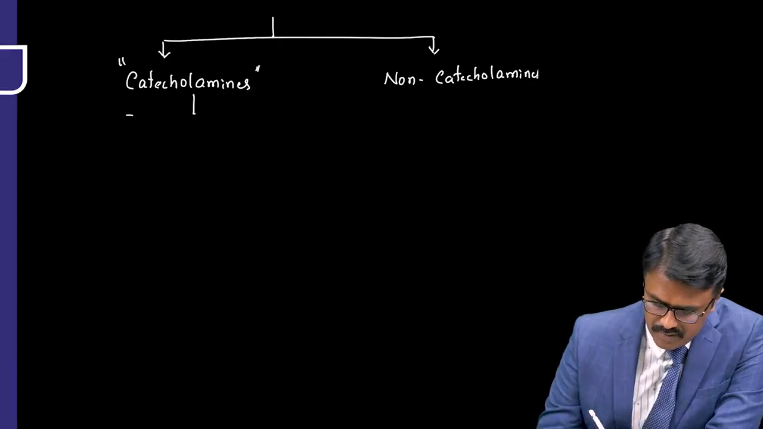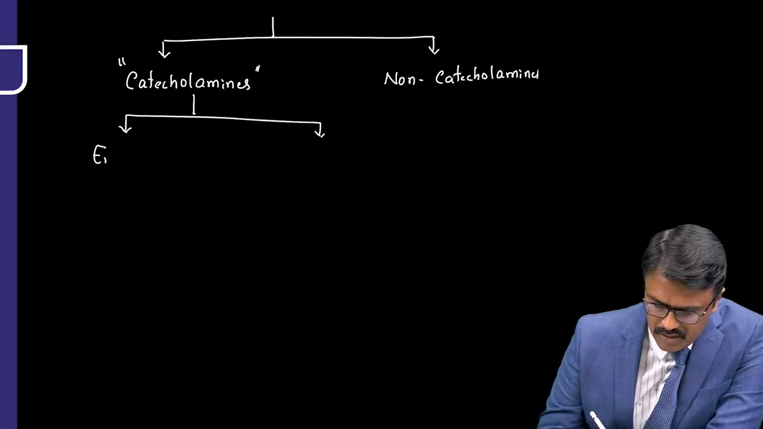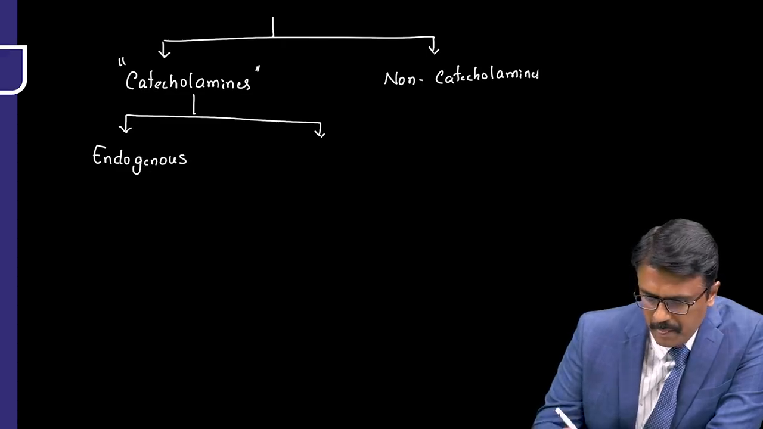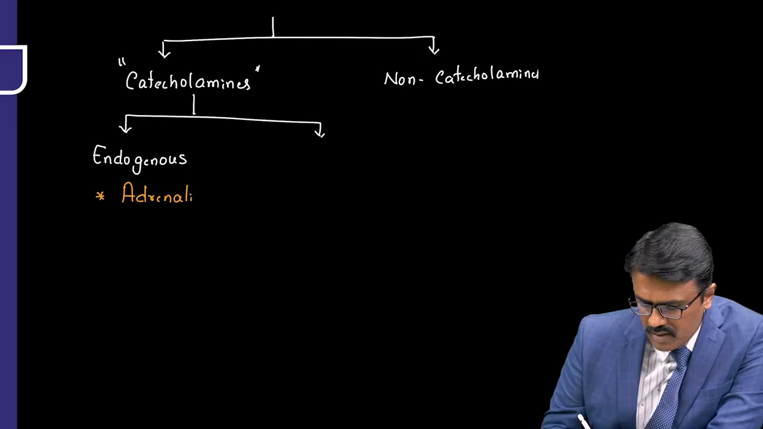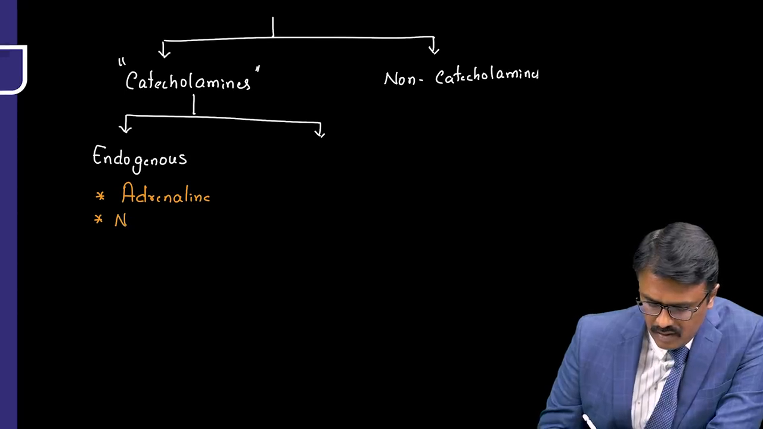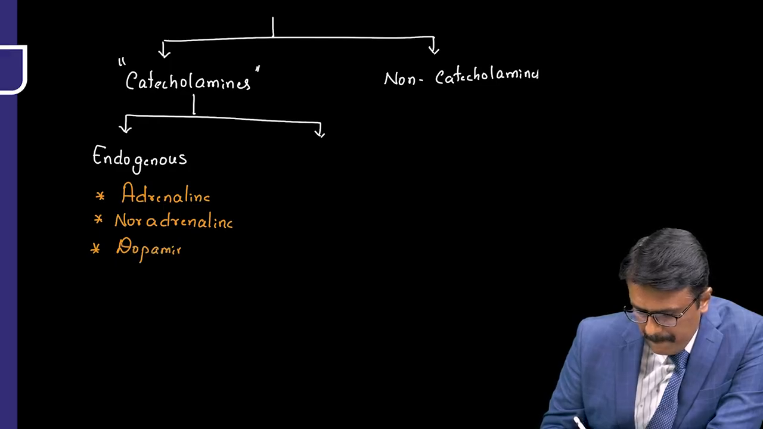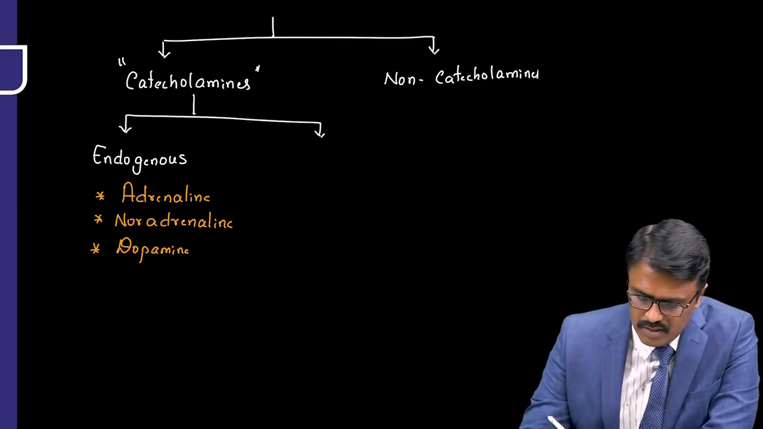Now this can be of two types. Endogenous means our body itself will synthesize them. Example, adrenaline. Can you tell me where our body synthesizes adrenaline from? Yes, the adrenal gland. Then noradrenaline. And then we have another endogenous one, called dopamine. So adrenaline, noradrenaline and dopamine are endogenous.